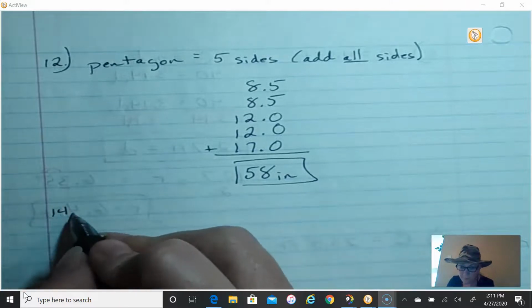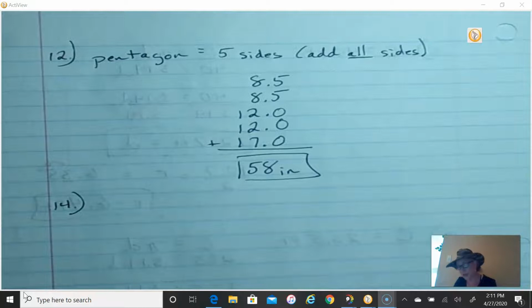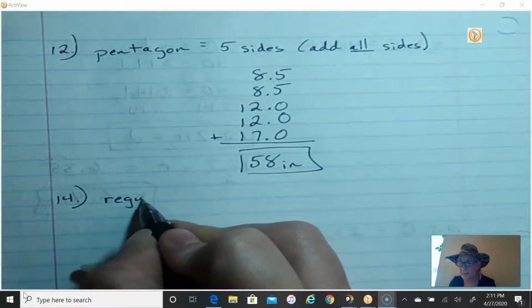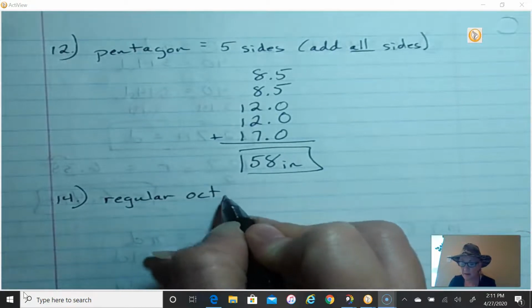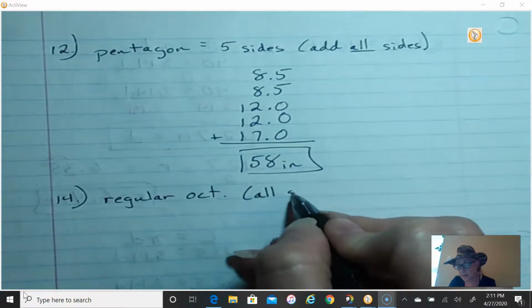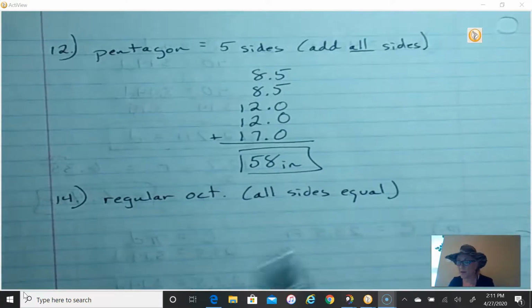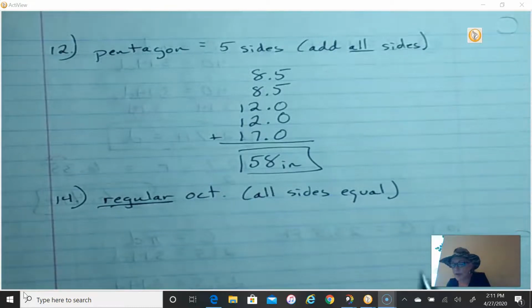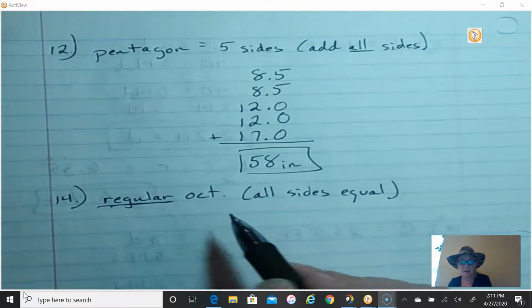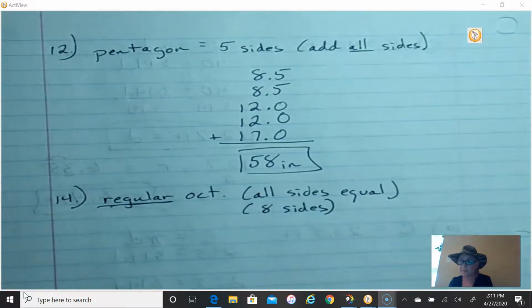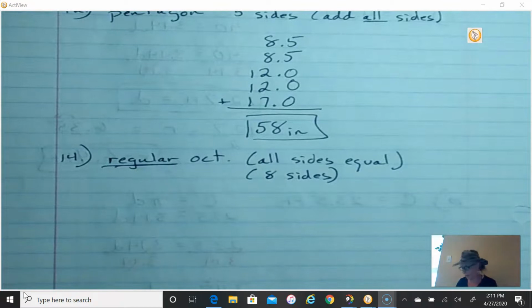Okay, 14. It says a regular octagon. Okay, regular octagon, that means all sides are equal. Whenever it says regular pentagon, regular octagon, regular nonagon, that means all the sides are equal. Okay, how many sides does an octagon have? 8 sides. That's right. Okay, so all sides are equal in a regular octagon.